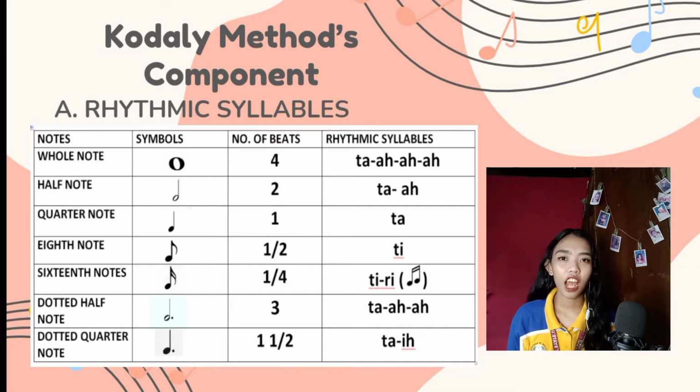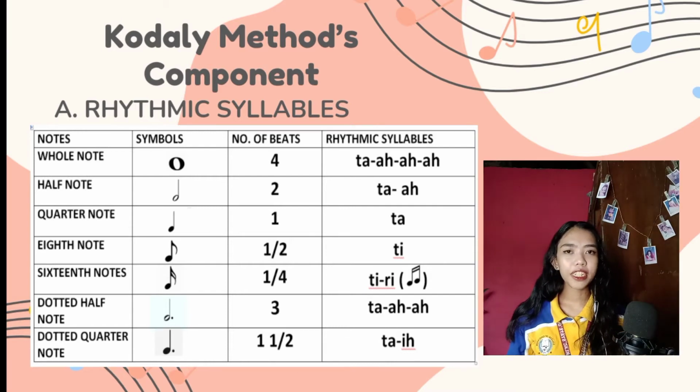then the dotted half note, the value of that is yung kalahati ng nota. So yung katabi ng dot dyan is half note. So ang half note ay 2 beats, so hatiin mo lang yon, so that is 1. So 2 plus 1 is equals to 3 beats. Ganun din sa dotted quarter note. The value of quarter note is 1. So, hatiin mo yon is 1 half. Yun ang ipa-plus mo. So, 1 plus 1 half is 1 and 1 half.